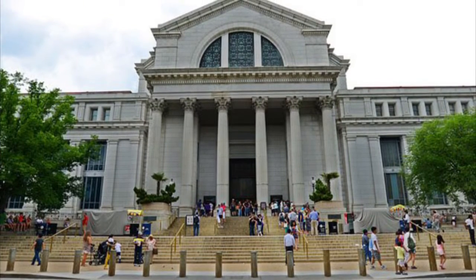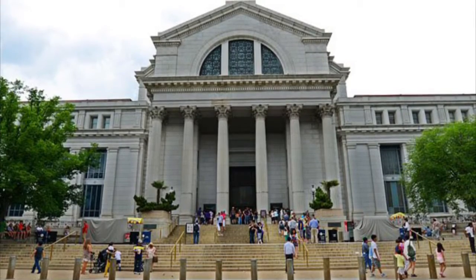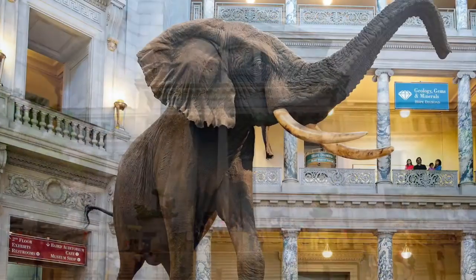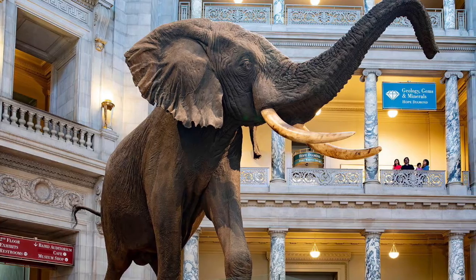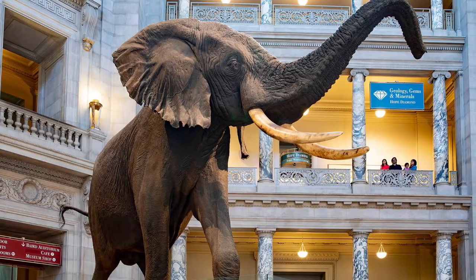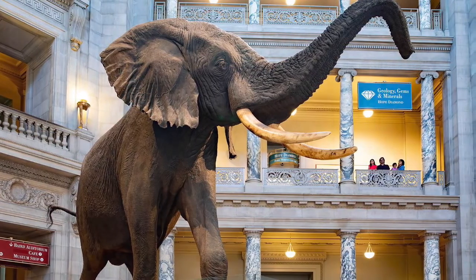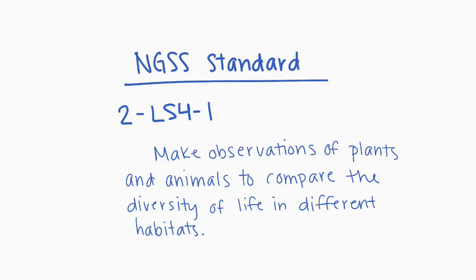Today I will be pitching to you my idea to have a field trip at the Smithsonian National Museum of Natural History. This museum is a great resource for a variety of information that any person, student or adult, could learn from. The standard I would mainly address with my students is 2-LS4-1, make observations of plants and animals to compare the diversity of life in different habitats.